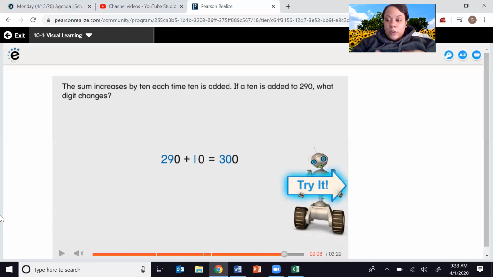So there's another way I'm going to show you guys how to solve this that I think would be very beneficial. But basically they're saying 290 plus 10 will get you to 300. Okay, so what changed? The hundreds place changed and the tens place changed.